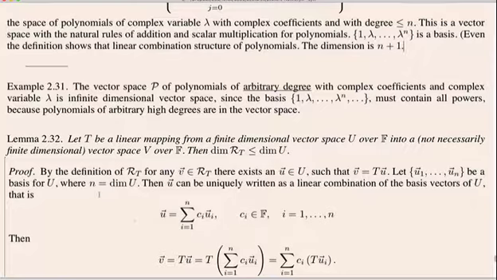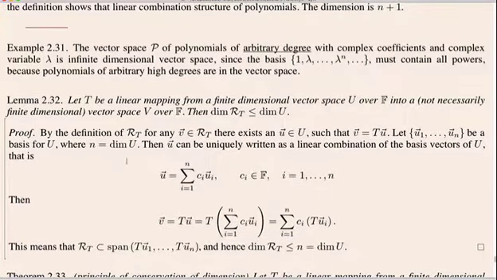Next lemma: let T be a linear mapping from a finite dimensional vector space U over F into a not necessarily finite dimensional vector space V over F. Then the dimension of the range of the transformation T is less than or equal to the dimension of U. So this is interesting, that although the range is in the vector space V, and V could be infinite dimensional, still it shows that the range will always be finite dimensional if we are mapping from a finite dimensional vector space U.